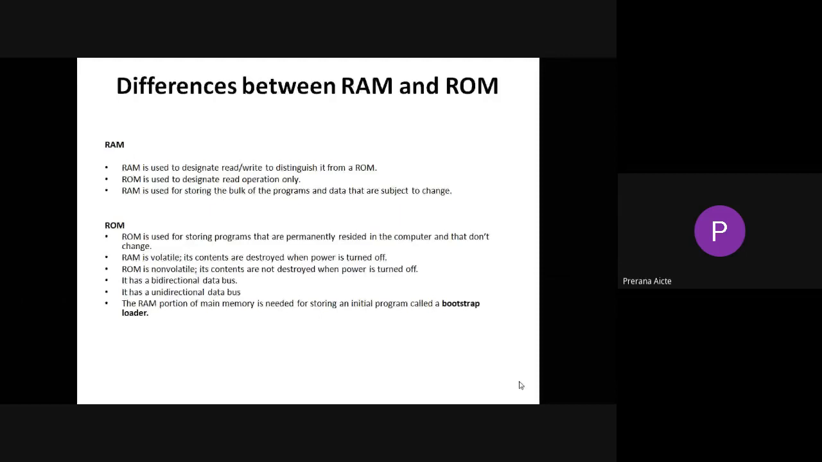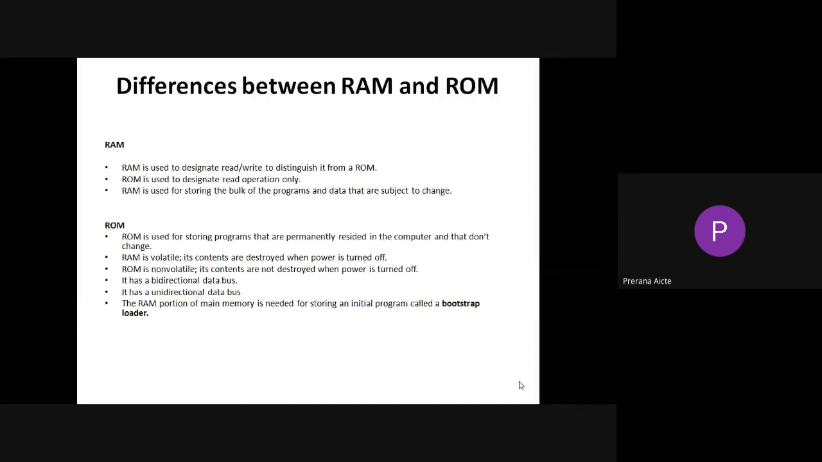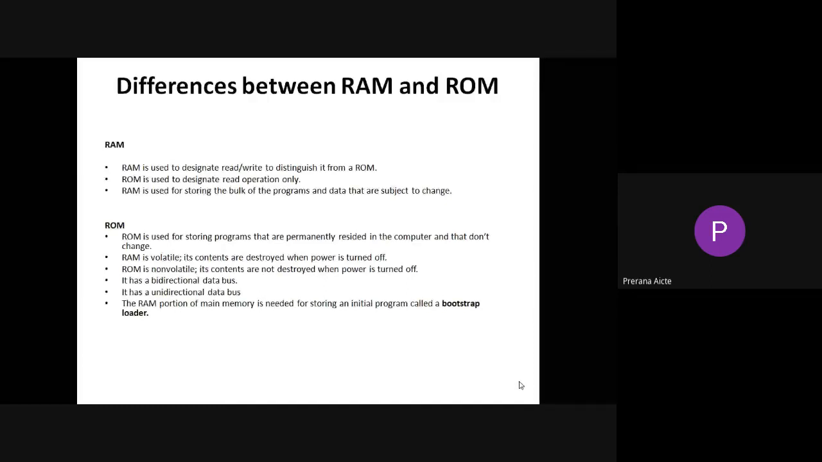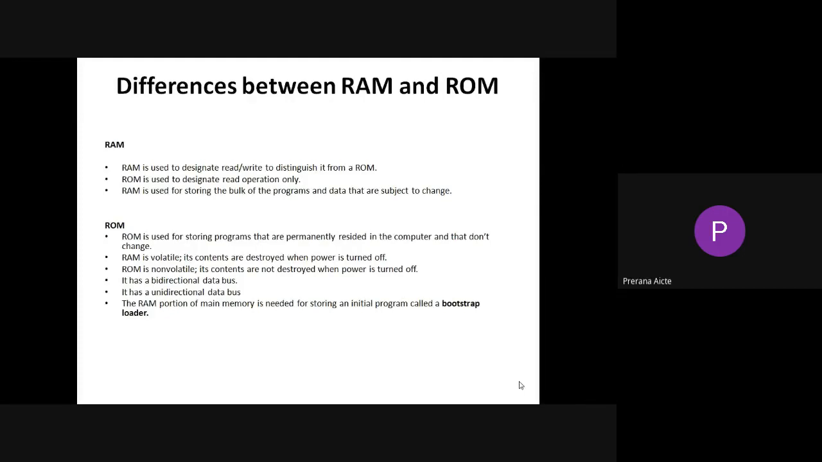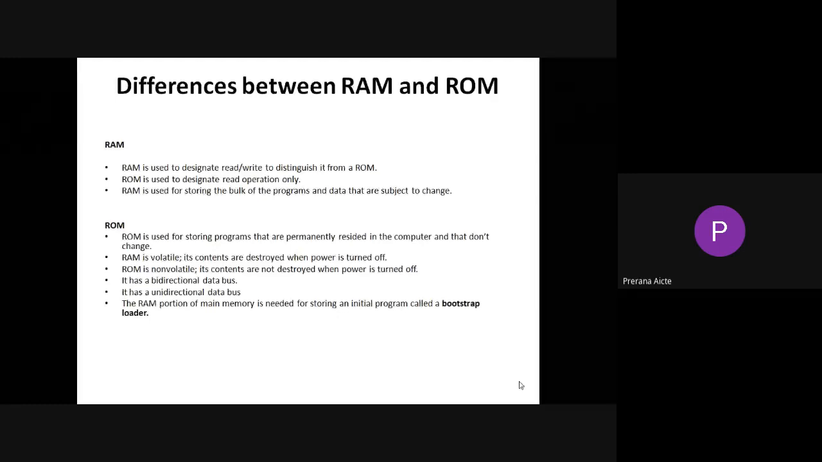Random access memory is volatile. Volatile means contents are destroyed when the power is turned off. Read-only memory is non-volatile. The contents are not destroyed when the computer is turned off. RAM has a bidirectional data bus. The RAM portion of the main memory is needed for storing the initial program called the bootstrap loader.